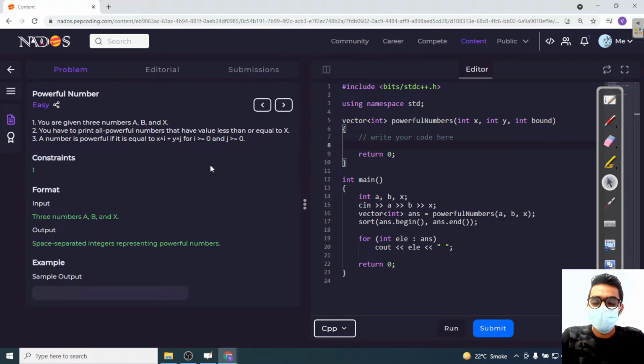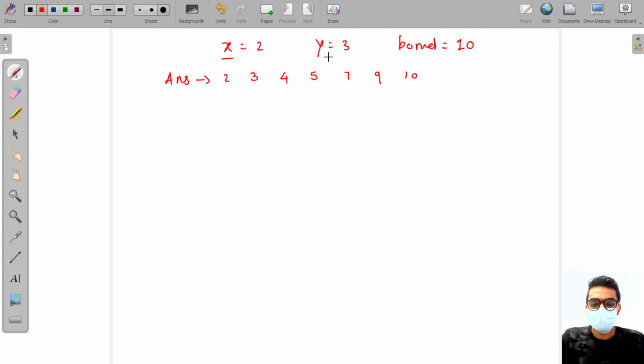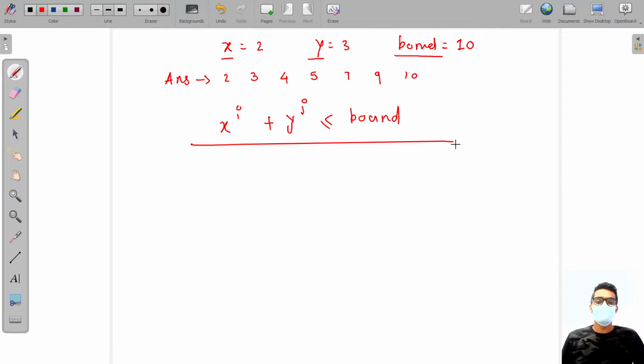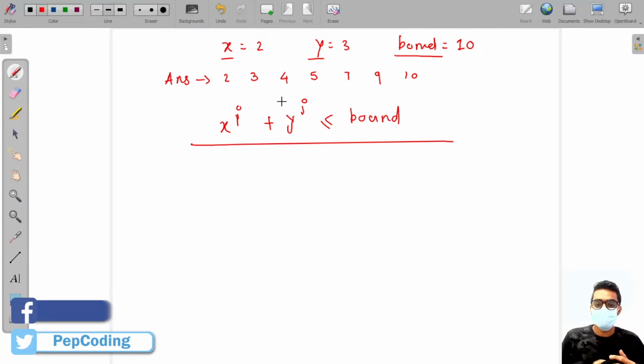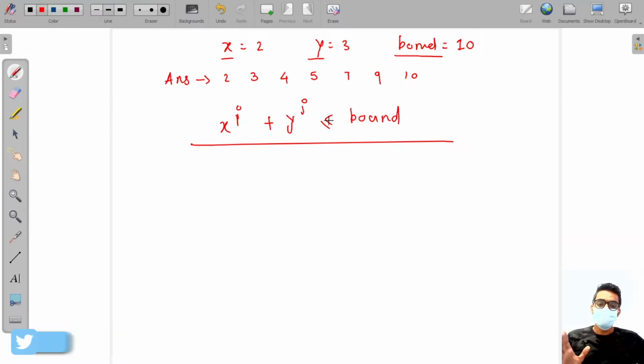So in this video, we are going to discuss our next question, that is perfect number. In this question, we are given x, y and bound. The main condition is that x raised to i plus y raised to j is less than or equal to bound. We need to satisfy this condition, and as we change the values of i and j, the value of x raised to power i plus y raised to power j should be less than or equal to bound, and we can get answers like this.